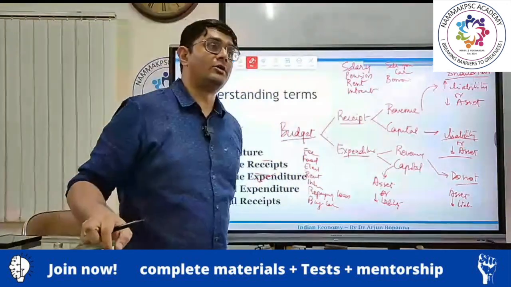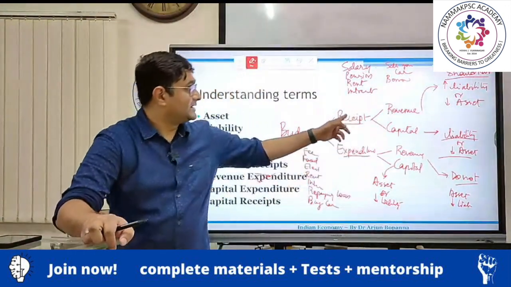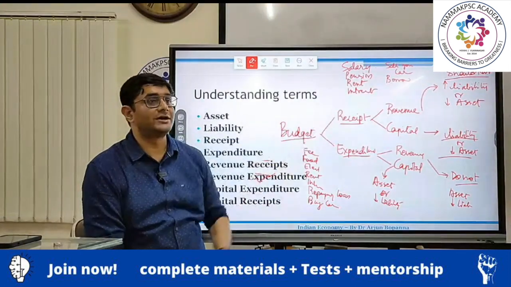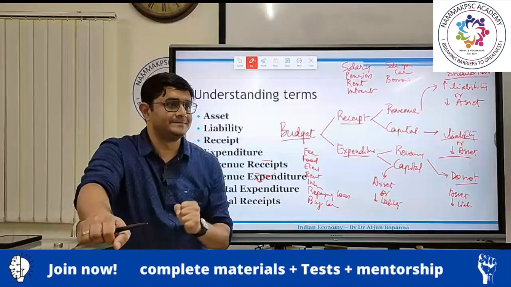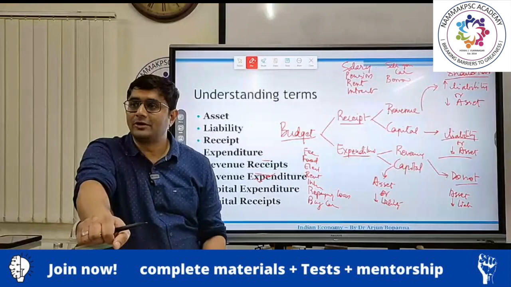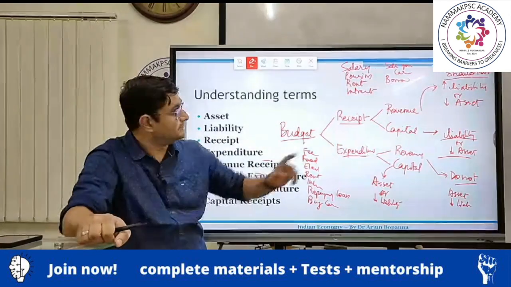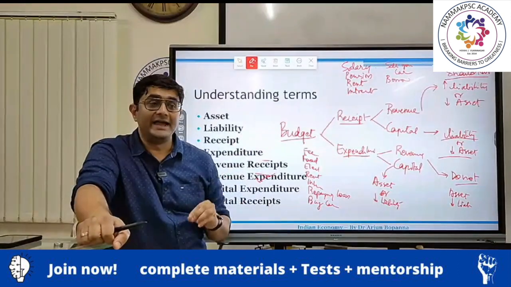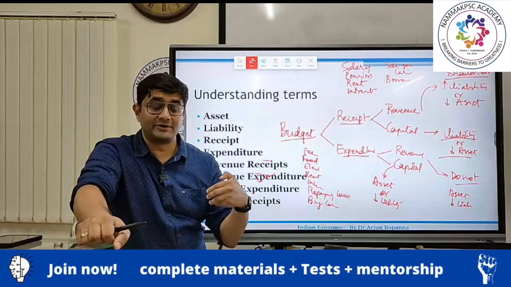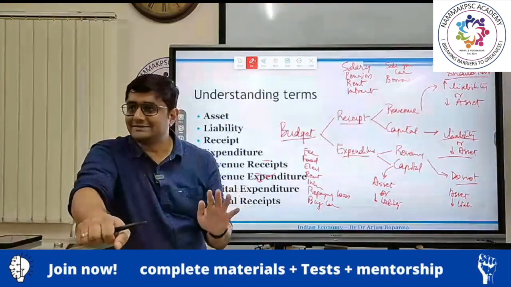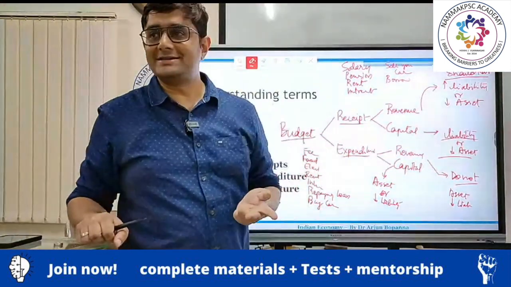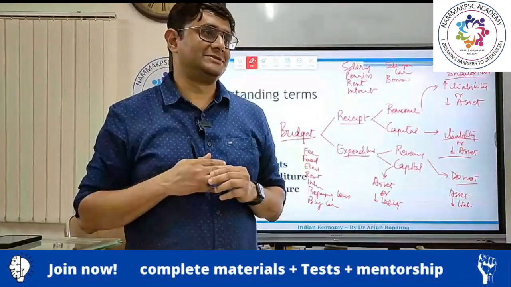Same thing with respect to government also. Government revenue is something which should not create liability or reduce asset. For example, tax. The government gets tax. Is the tax increasing liability or reducing the asset? So tax is a revenue. Fees, the government collects. Now you skip a signal, you pay a fine. Yes, the government gets that money. Should the government give it back? Is it reducing any asset? So it is revenue receipt.